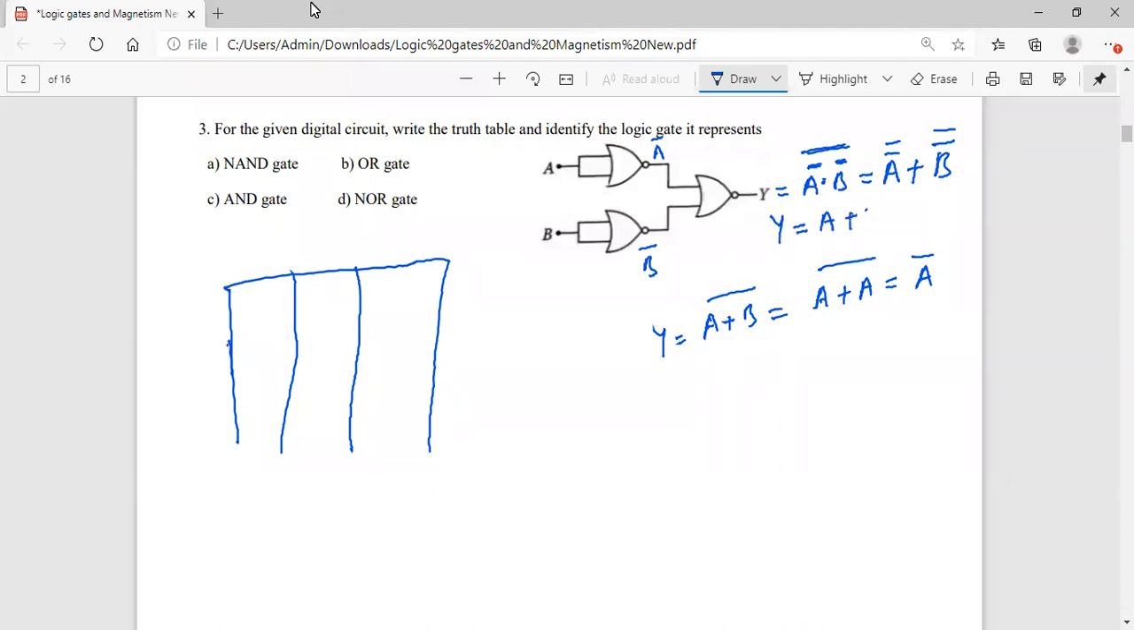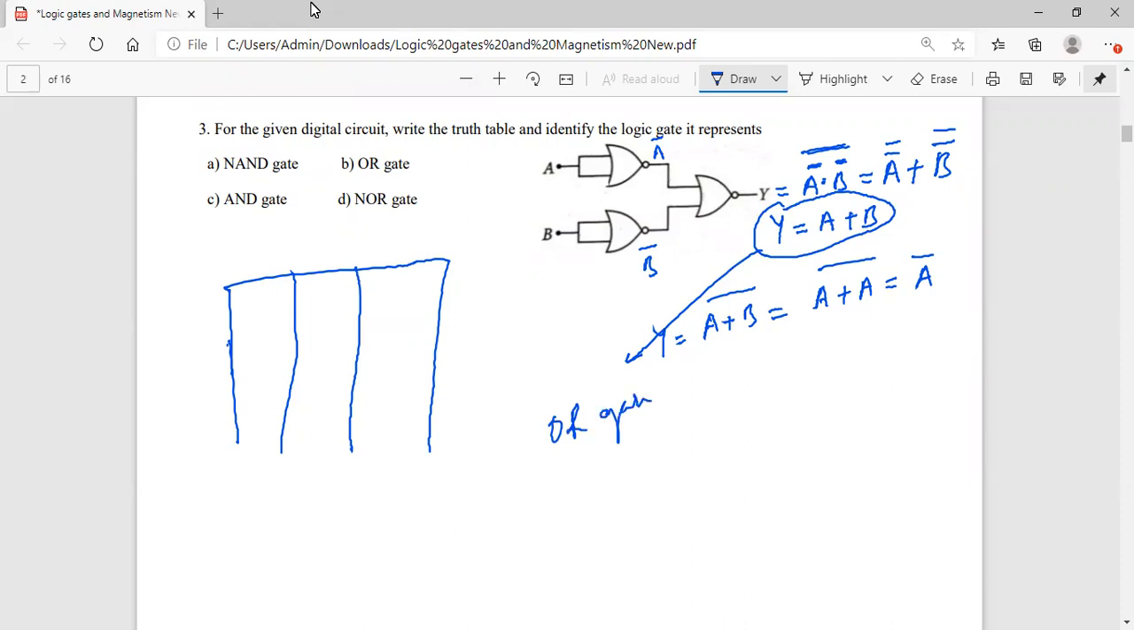Y is equal to A plus B. Y is equal to what? A plus B. Y is equal to A plus B is a what gate? OR gate.